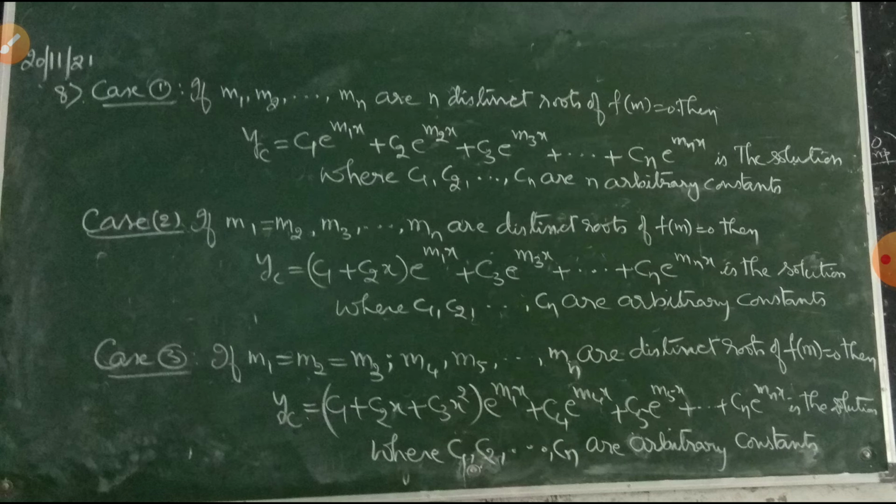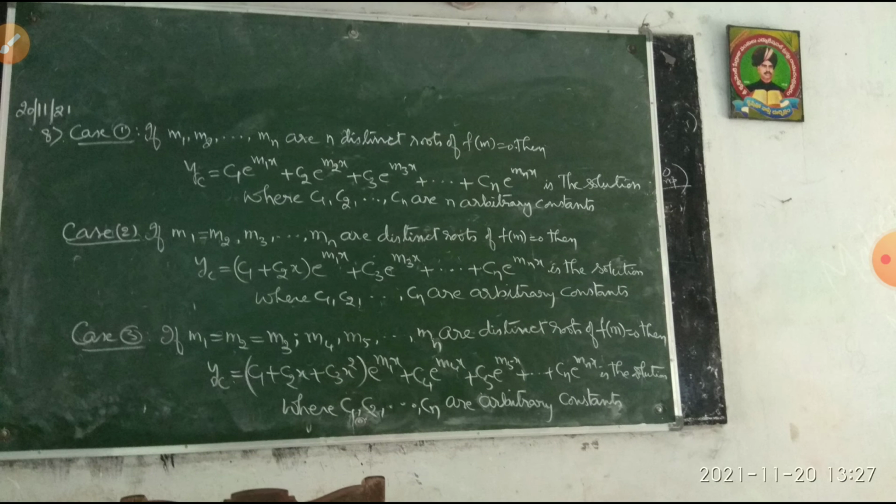In the third case, if m1 equals m2 equals m3, and m4, m5, etc., mn are distinct roots of f(m) = 0, then the complementary function yc is given by (c1 + c2 x + c3 x^2) e^(m1 x) + c4 e^(m4 x) + c5 e^(m5 x) + and so on + cn e^(mn x) is the solution, where c1, c2, etc., cn are arbitrary constants. I hope this is clear.